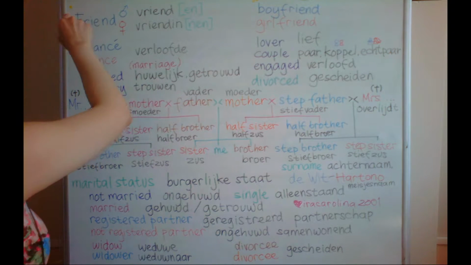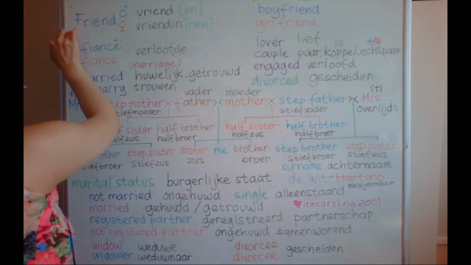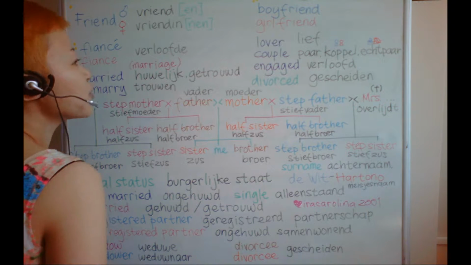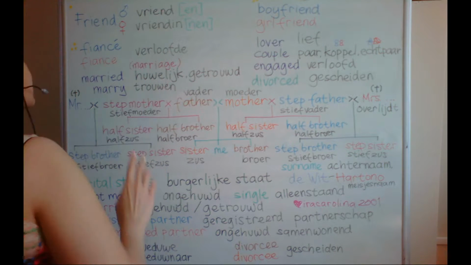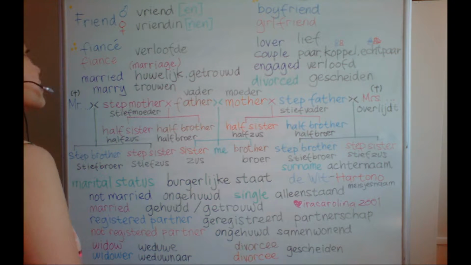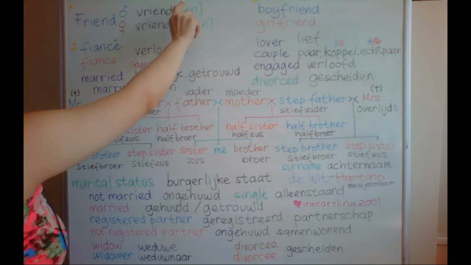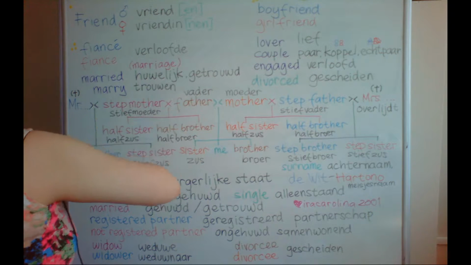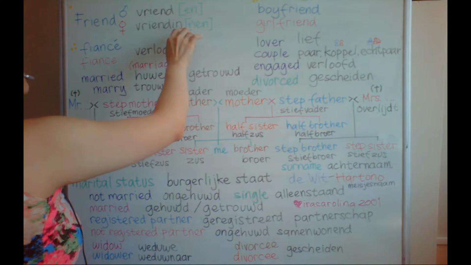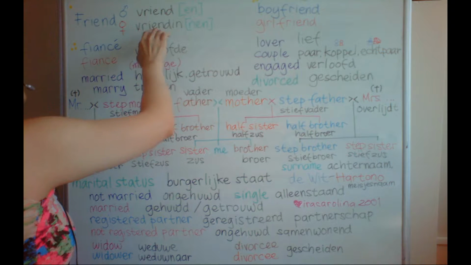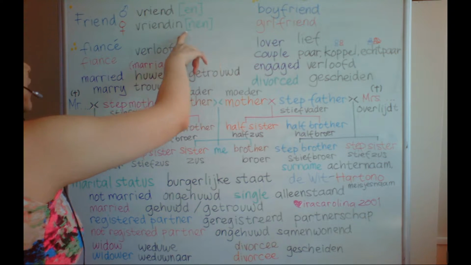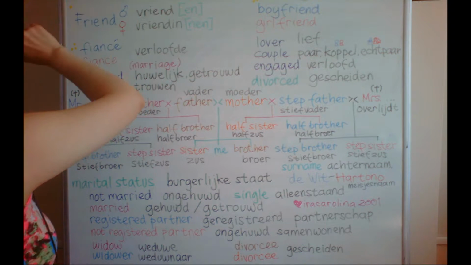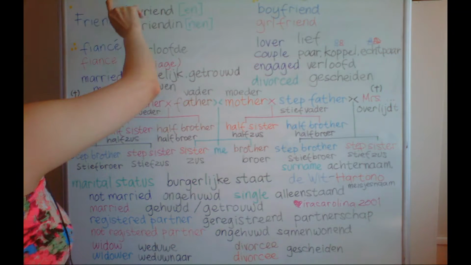Let's start from here. Friend. You have a male friend, vriend. Female friend, vriendin. If it's more than one, you put "en", or in Dutch "an". It will become one single word, vrienden. And for a female friend, if more than one person, you put "nen". Vrienden. Vriendin, vriendinnen.